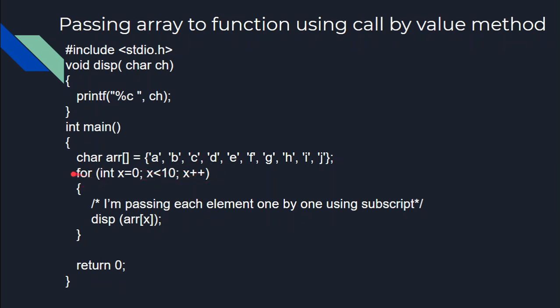So inside the for loop, the message is disp arr of x. That means just display the elements. So take one element and display it on the screen. That is the program here. Okay, and then return 0.